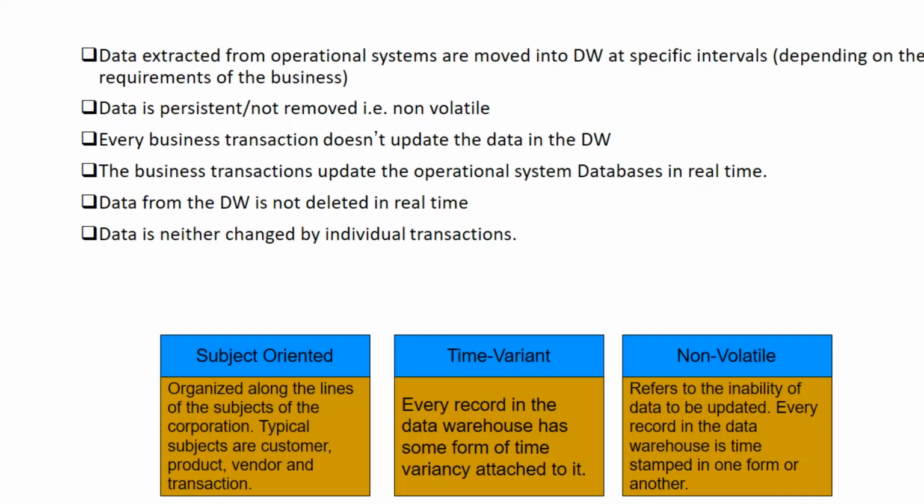The business transactions update the operational system databases in real time, and these updates are fed into the data warehouse system after cleansing of the data. Data from the data warehouse is not deleted in real time, and data is neither changed by any individual transactions in the case of a data warehouse system. So these are the three important characteristics: subject-oriented, time-variant, and non-volatile.